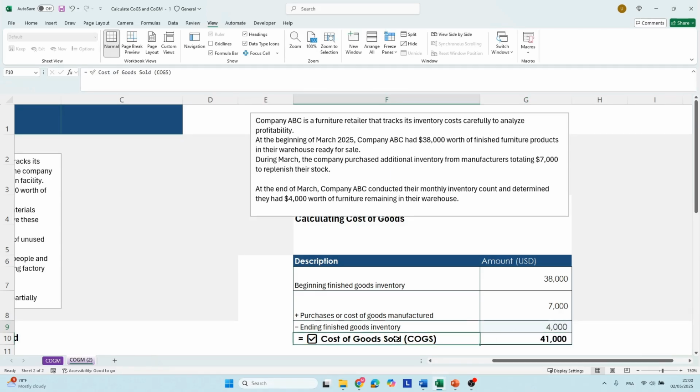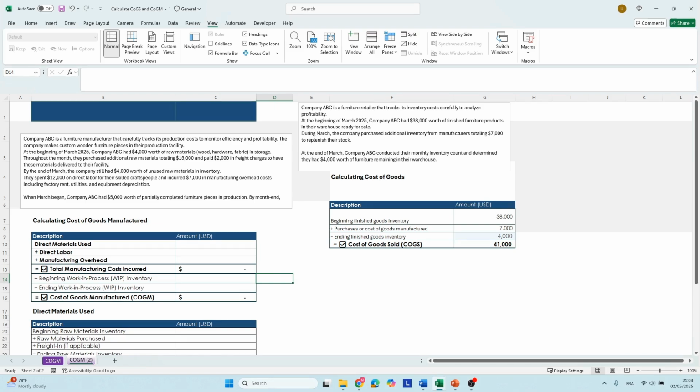So the cost of goods sold during the period is 41,000. You see that the ending finished goods decrease because we sold almost all of what we had at the beginning, almost all of them, plus some of the items that we purchased during the period, which may be included in the 41,000. Now let's look at how to calculate the cost of goods manufactured.